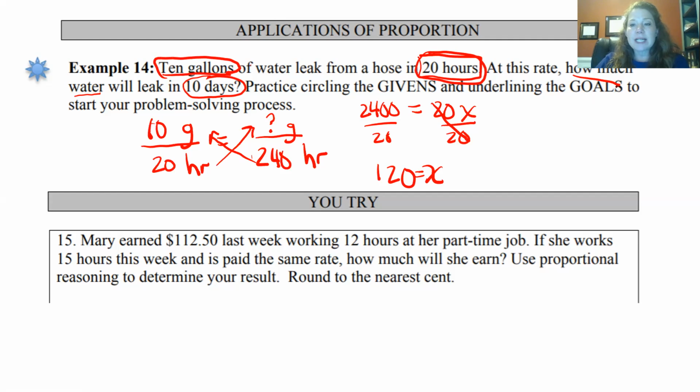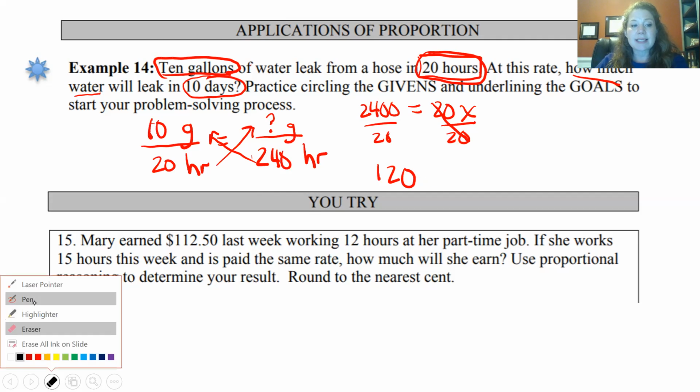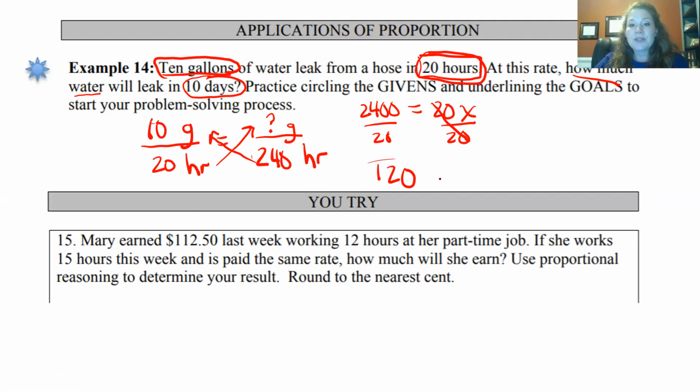So the question was how much water? So what's the answer? 120 what? What units are we given? So really I shouldn't just put 120. I should write 120 gallons because that answers the question. 120 gallons would leak in 10 days.